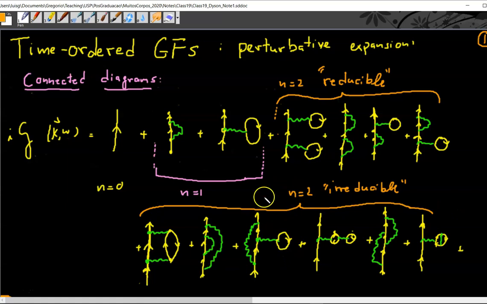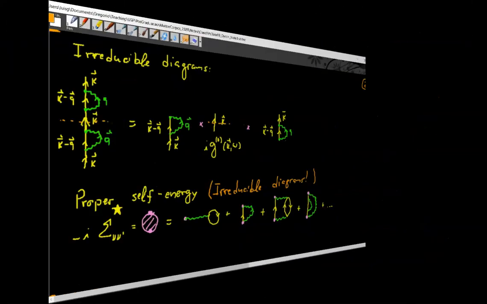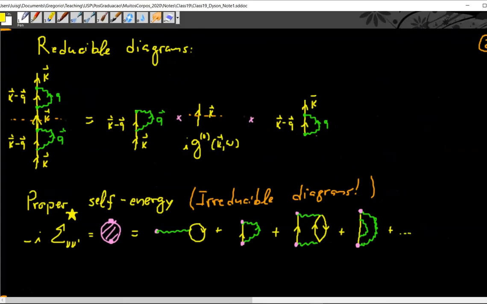Okay, so the question is, can we rewrite this sum as a Dyson's equation? That's where we're going to get at. All right, so let's take a look at these reducible diagrams. Let's take this one as an example and see why is this reducible? What's going on here, and how can we look only at the irreducible diagrams to form this one?